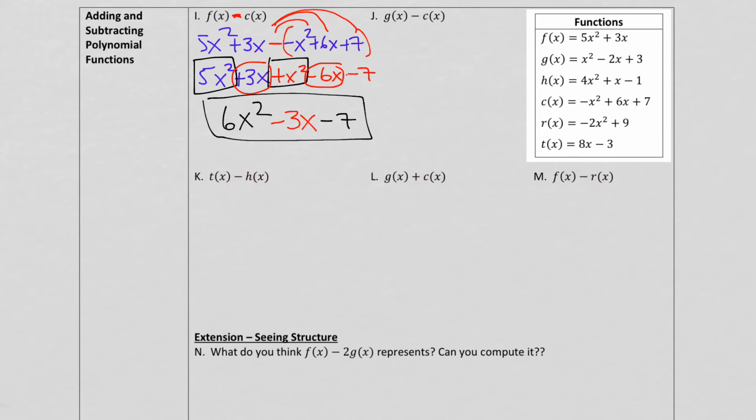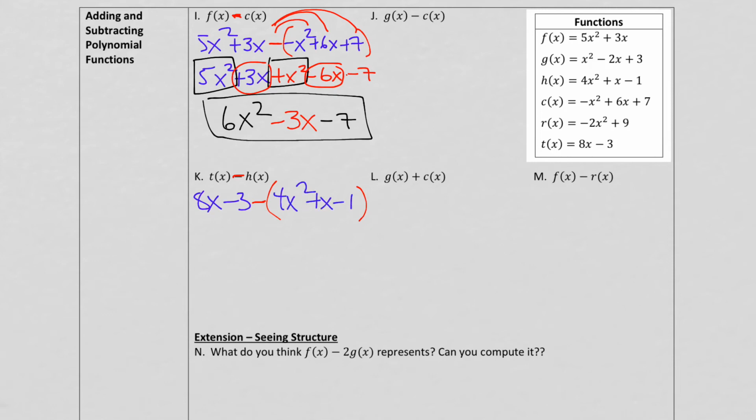Let's look at K. Here we're going to subtract. Again, when we subtract, we know it's a delicate process. We can only subtract like terms, and we do not change the exponents. So here it's saying t of x, which is 8x minus 3, subtracted by h of x. h of x is, again, this stuff here: 4x squared plus x minus 1.